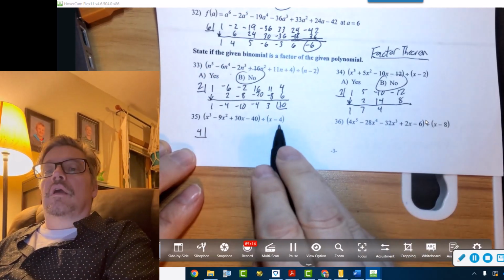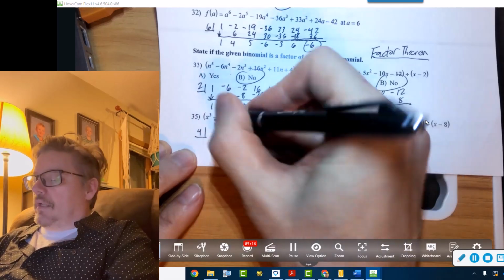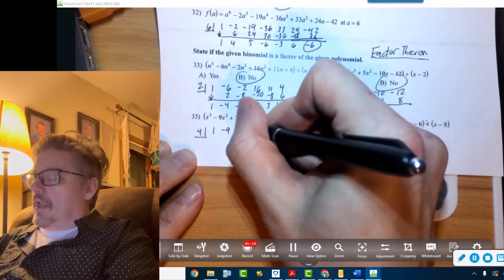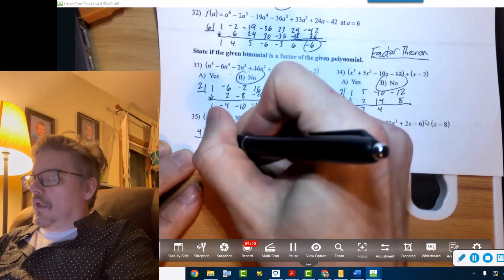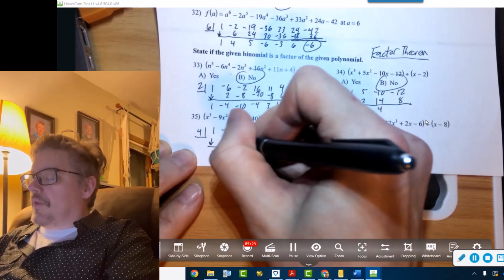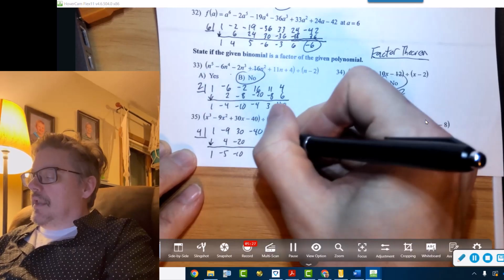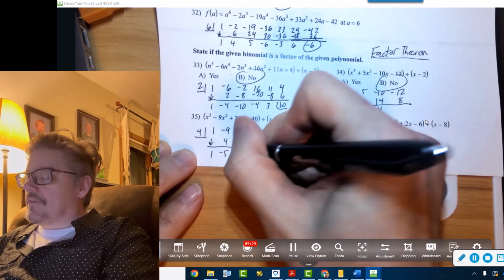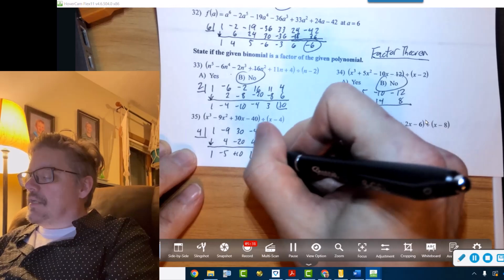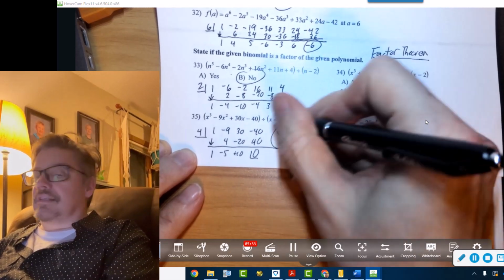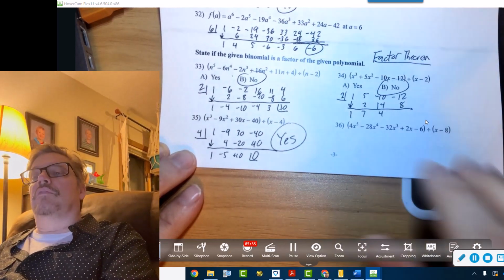So now we've got 4, right? Positive 4. And then a 1, negative 9, 30, and a negative 40. So drop the 1, 4, negative 5, negative 20, negative 10, negative 40. Now let's just, oh, that's a positive 10. 40, that is a 0. So the answer here is a yes. Okay, so that was a remainder of 0.